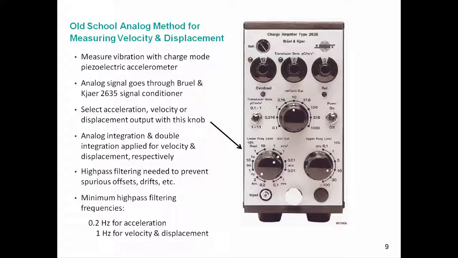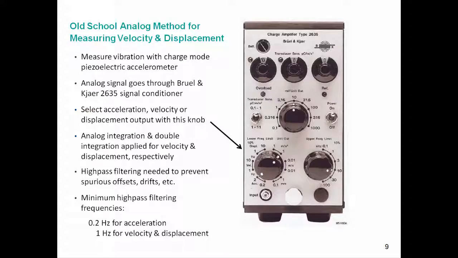Okay, now there's different ways we can measure velocity and displacement, as I've mentioned in previous slides. Well, here's another way, and I'm going to call this the old school analog method for measuring velocity and displacement via an accelerometer. So we're going to have an accelerometer, that's the transducer, and it's going to be a charge mode piezoelectric type. And there was a device at one time, maybe it's still commercially available, called a Brüel & Kjær 2635 signal conditioner or charge amplifier.